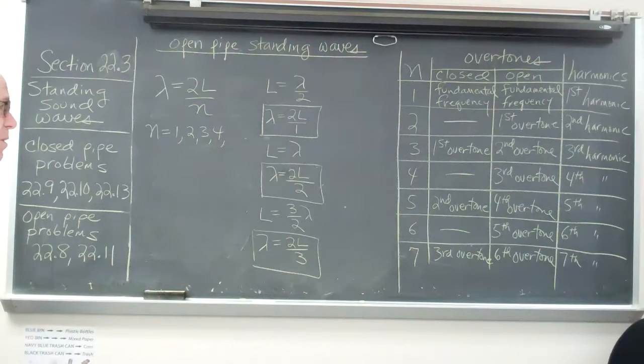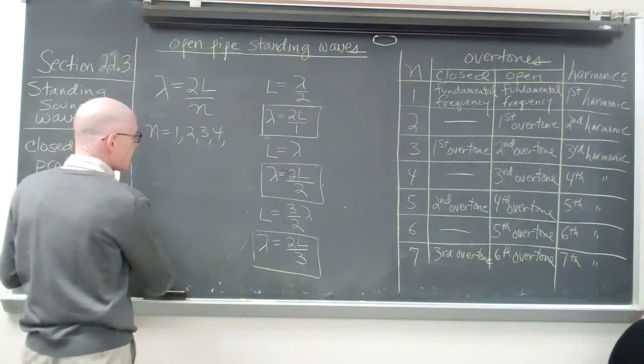So as an example, the fifth harmonic would have the same frequency as the second overtone because they both have the same N value. And the seventh harmonic would have the same frequency as the third overtone for a closed pipe.